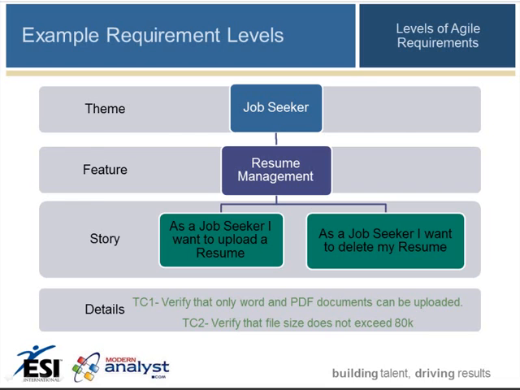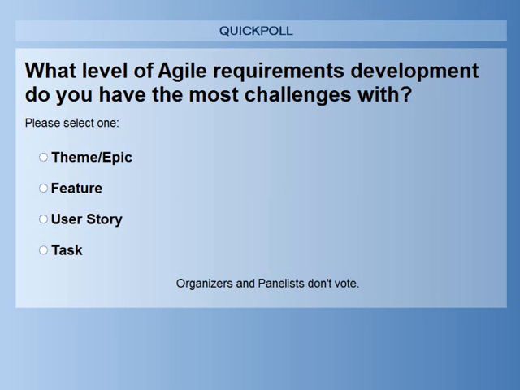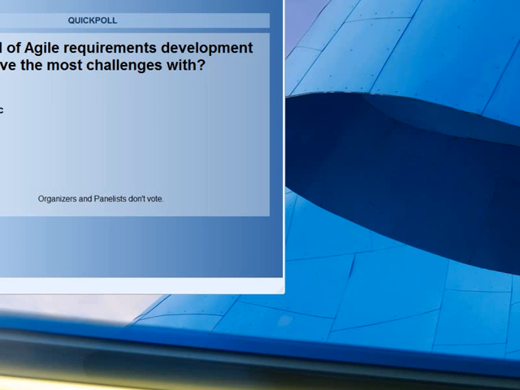Let's take another poll here with the group who are listening. What level of Agile requirements development do you feel you or your project, your organization have the most challenges with? Is it at the level of the theme or the epic, that is at the release level, at the level of the feature, at the level of the user story, or at the level of the task, which is the subcomponent of the user story? Let's open that up to the audience and take a straw poll on that one.